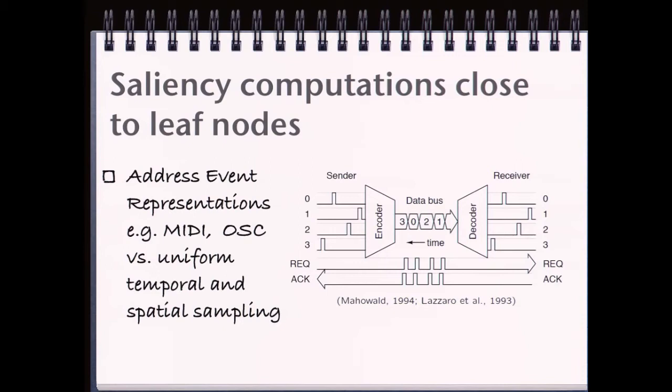In the case of isochronously sampled systems, all this stuff's implicit. You kind of know and regenerate clocks for this, but this is a sort of hybrid. Now, MIDI and OSC are already address event representations. This is sort of the hardware level. At a higher level, this is still a useful thing to do: send things when they're salient and label them so you know when and where they happened.